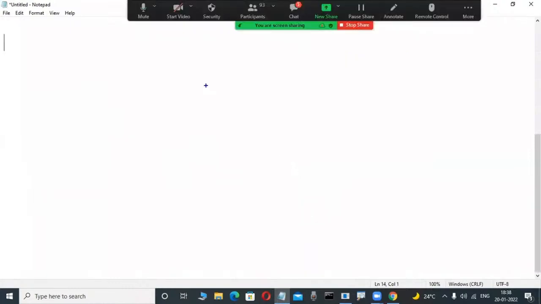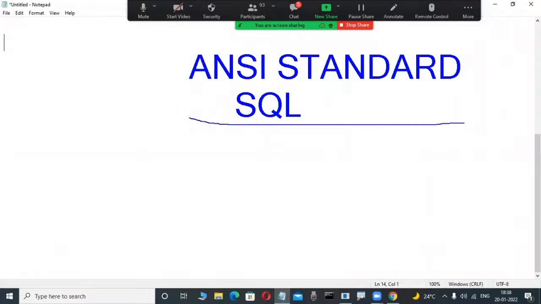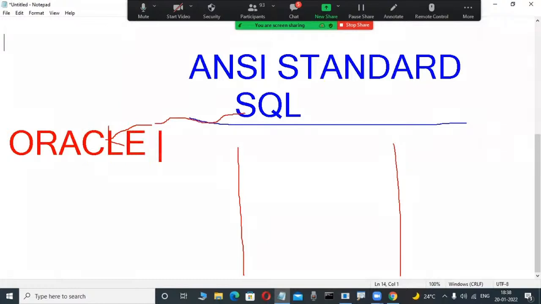The same thing applies here, observe. SQL is an ANSI standard language. ANSI is the American National Standards Institute, which defines some standards for the SQL language. This ANSI standard language is used to operate all the relational databases. I agree, but unfortunately, observe here, from this ANSI standard SQL, Oracle Corporation created their own SQL that is called Oracle SQL.